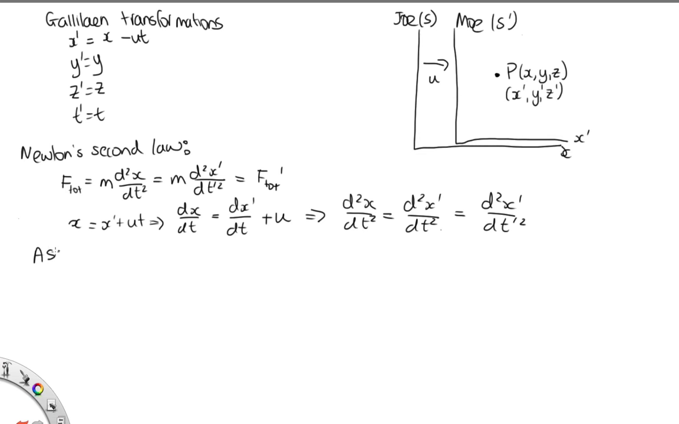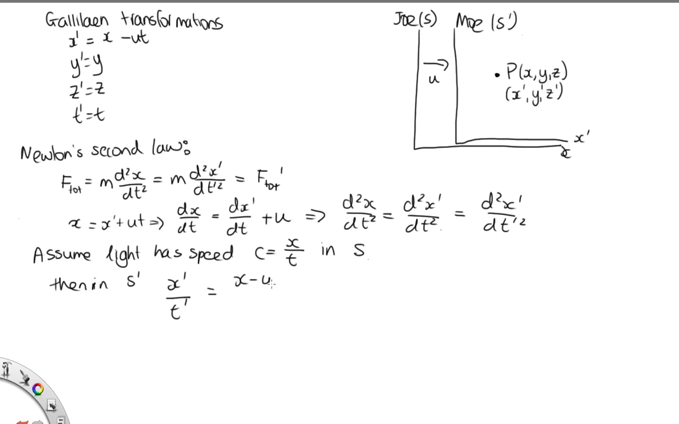Let's assume that light has speed c, which is equal to the displacement over the time in S. Then in S dash, we've got that the speed is x dash over t dash. Now x dash is equal to x minus ut, and this is over t dash, which is the same as t, so this is equal to x over t minus u, and x over t is equal to c, so this is c minus u.